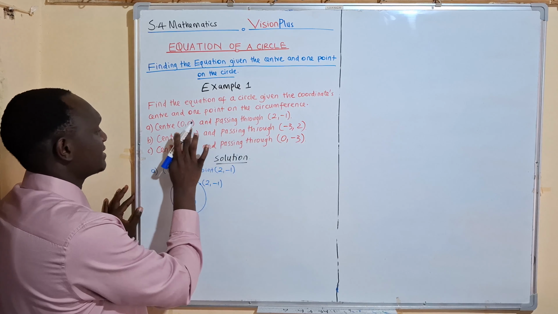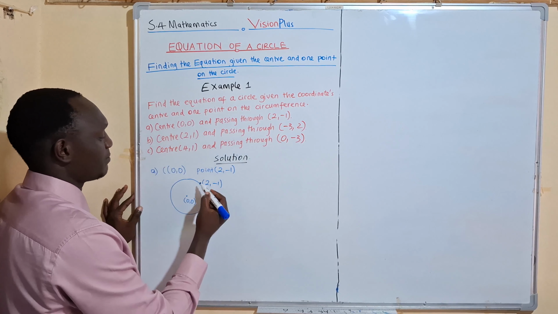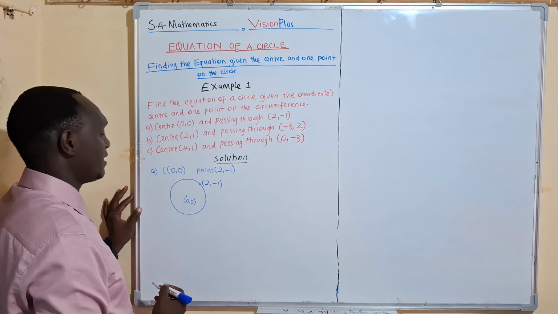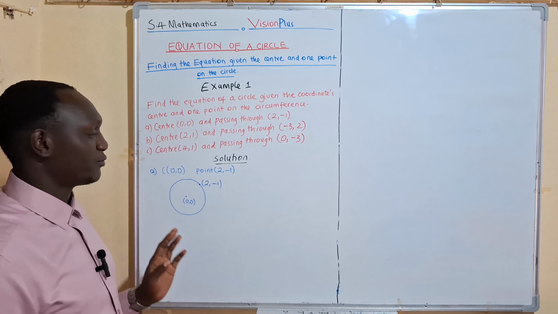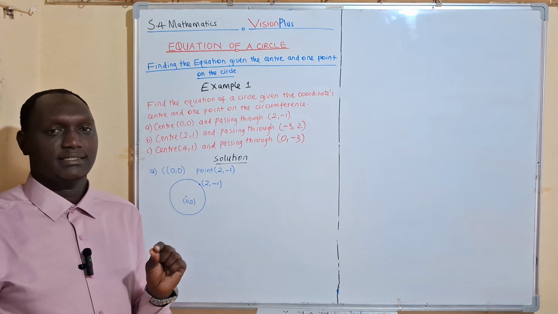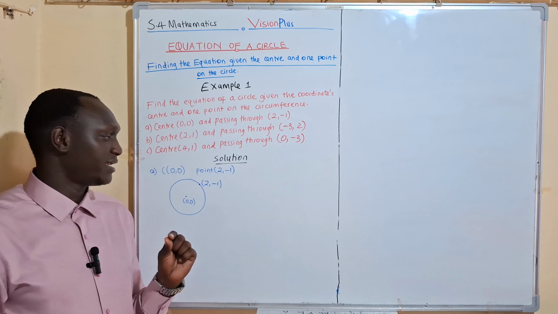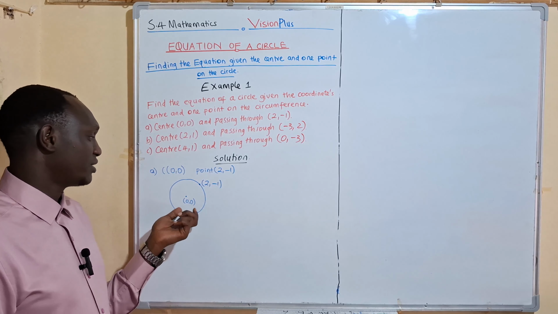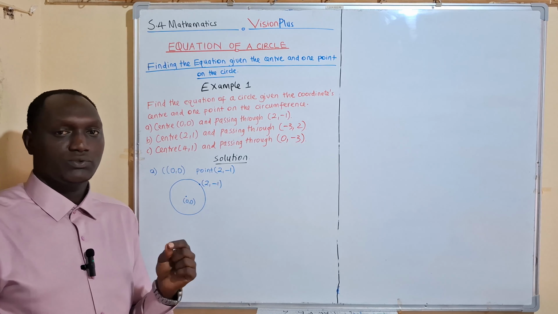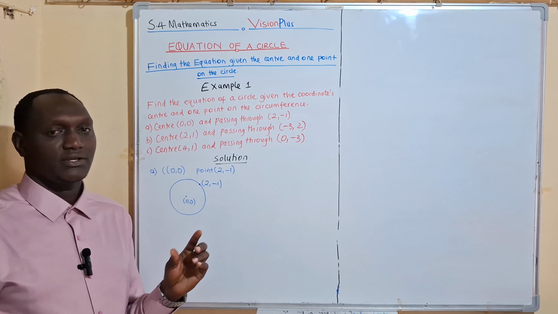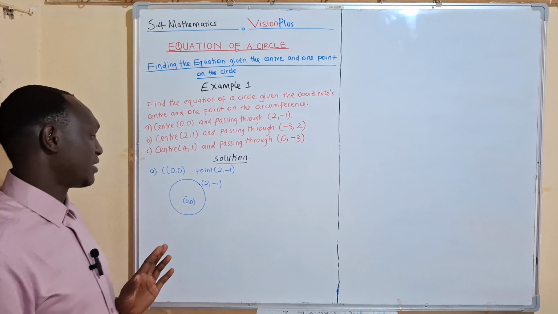So the center is 0, 0, which is there, and the point on the circumference of the circle is 2 and negative 1. Now, how can we find the equation of the circle? Remember, I said that any circle is defined by the center and the radius. Now we have the coordinates of the center. What we do not have is the radius. Once you know the center and the radius, you can write the equation of the circle.